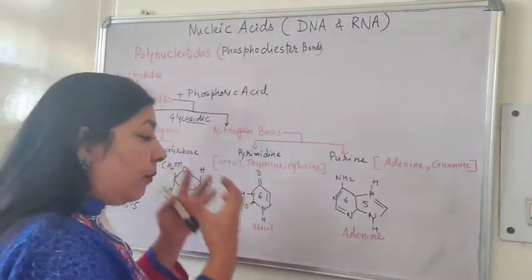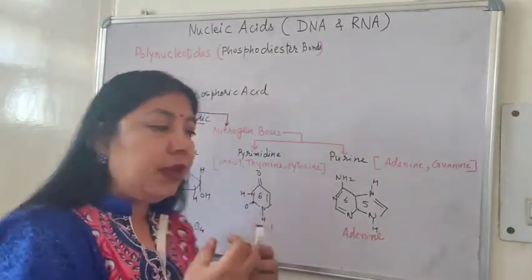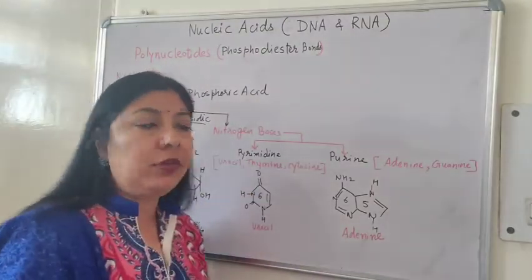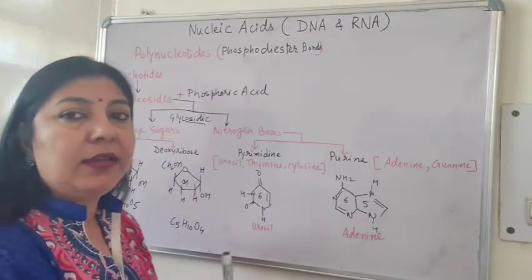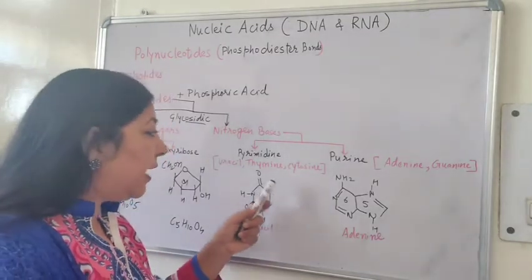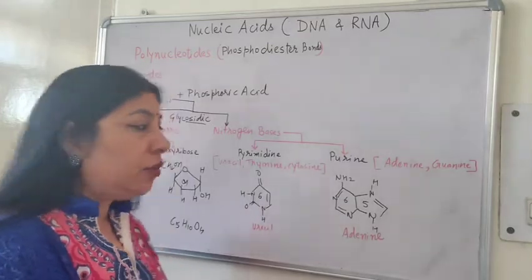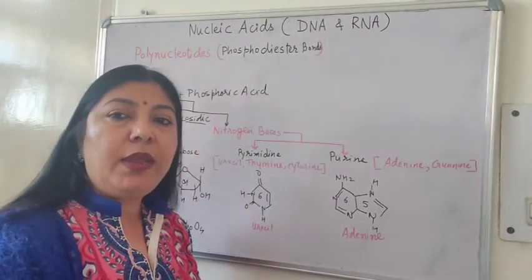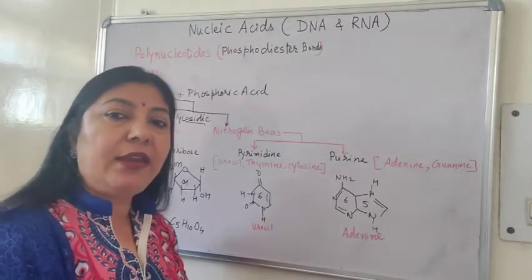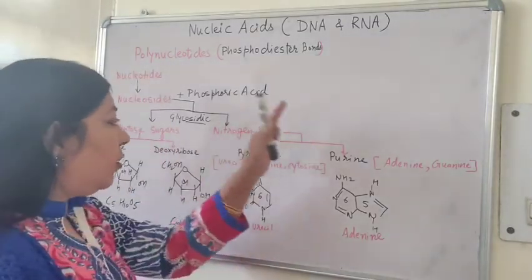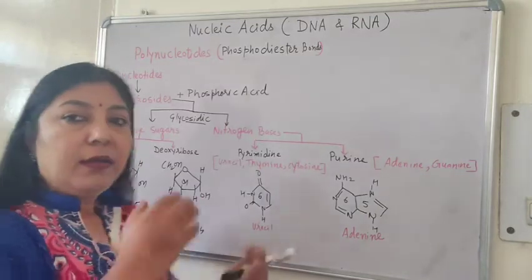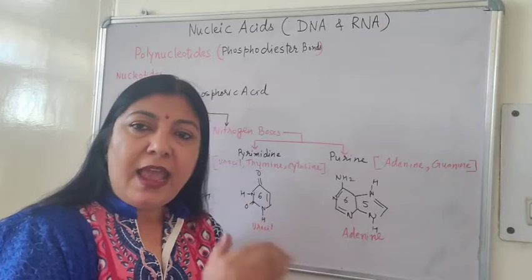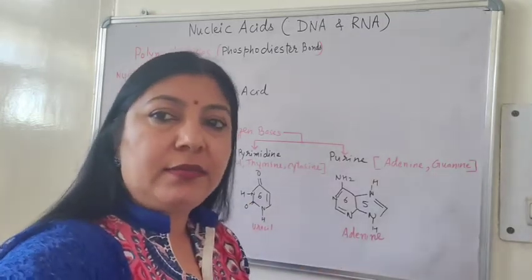So the basic property of the nucleosides and nucleotides is with respect to the nitrogen bases, because all other things will be the same, but the nitrogen bases will be different. So based on the type of nitrogen bases, there may be nucleosides and nucleotides. Now we will study the different types of nitrogen bases, their nucleosides and their nucleotides.